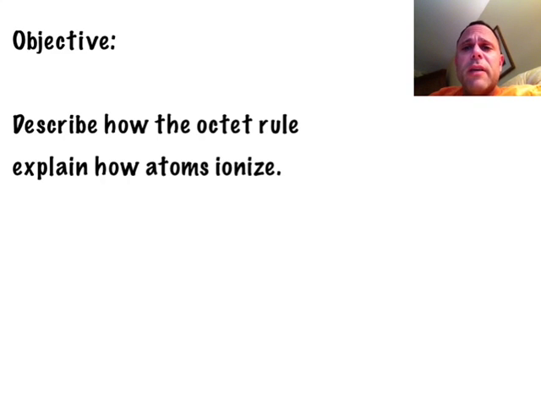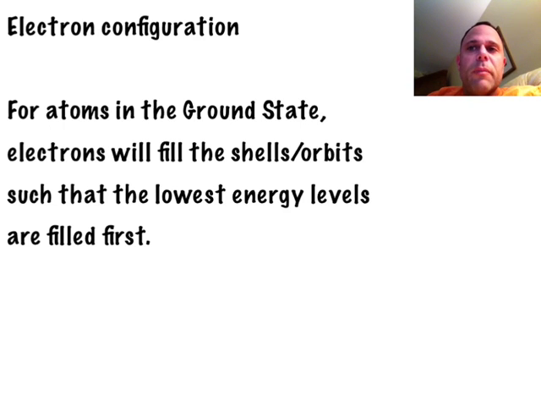Hi everyone, I wanted to make this quick video to help describe how the octet rule can explain how atoms ionize. So first, let's remember something about electron configuration. For atoms in the ground state, that's the lowest energy state, electrons will fill the shells or orbits such that the lowest energy levels are filled first.